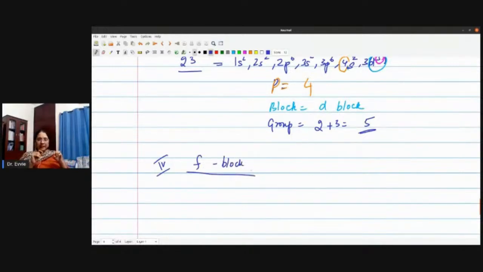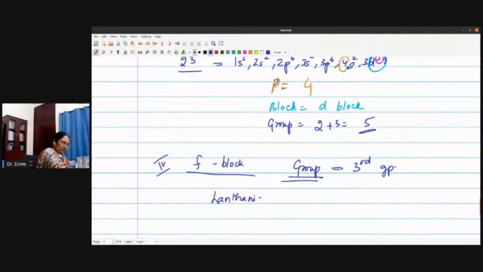If you see, there are two rows exactly below the periodic table, and all the f block elements, remember, they all belong to one group, which I will tell you. They all belong to the third group. Remember, write down that both lanthanides and actinides, both of them belong to group 3.